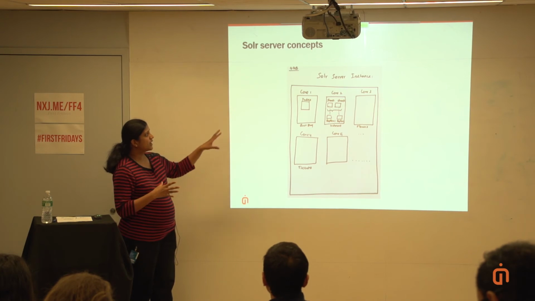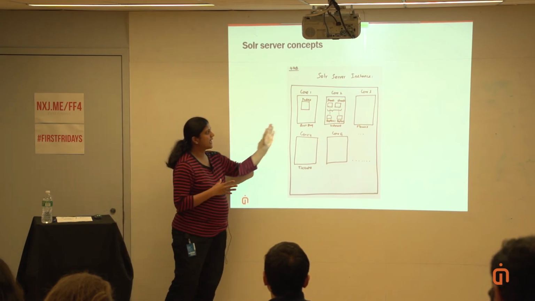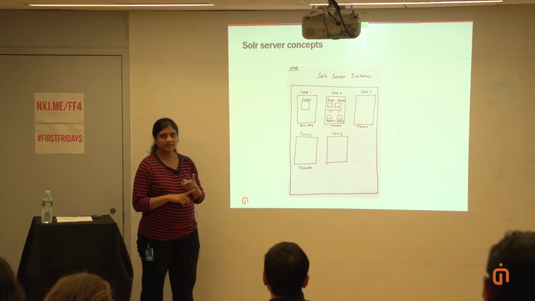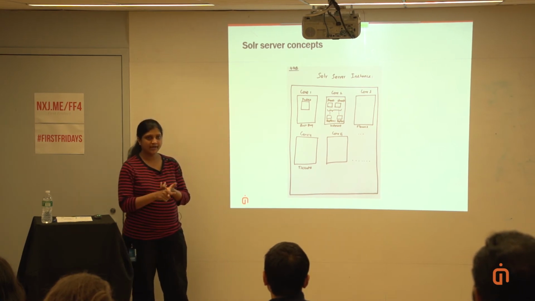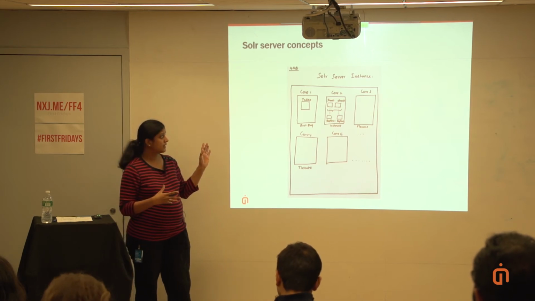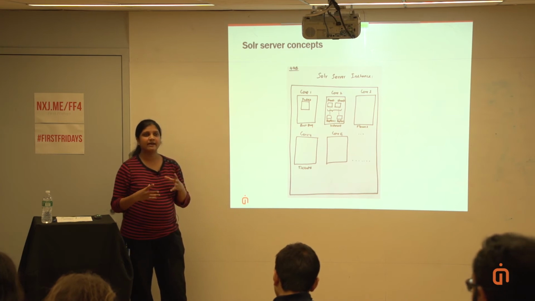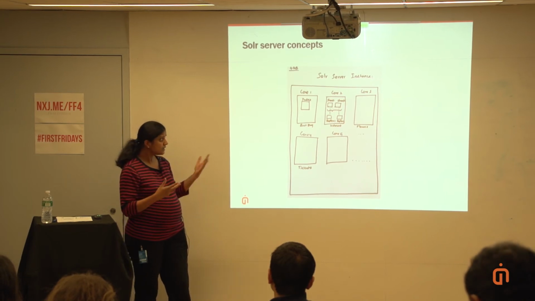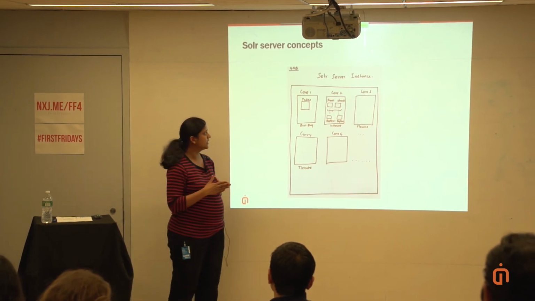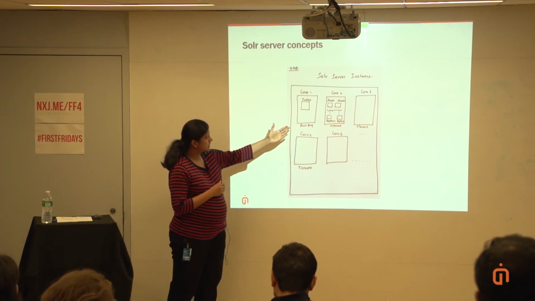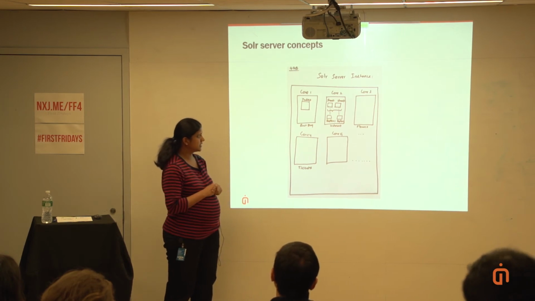Within one SOLR server instance we can have many cores, and each core can have an index. For example, let's say we have Best Buy, and at the moment we have implemented it so that for every OneCart merchant we have one particular core dedicated. There are a lot of ways we are planning to improve that in the future, but this is the existing view. Each core will have an index which contains the products from each OneCart merchant.